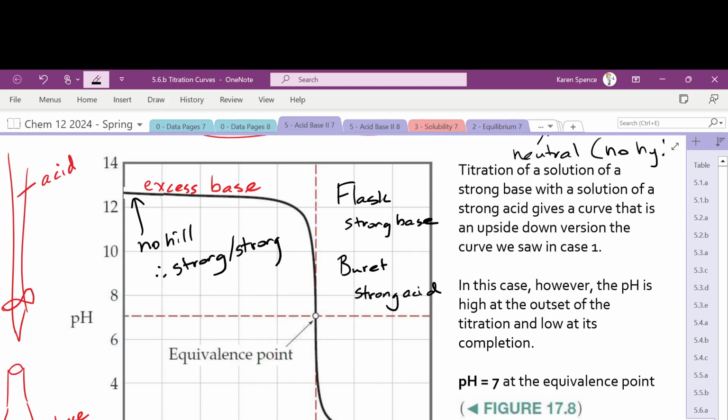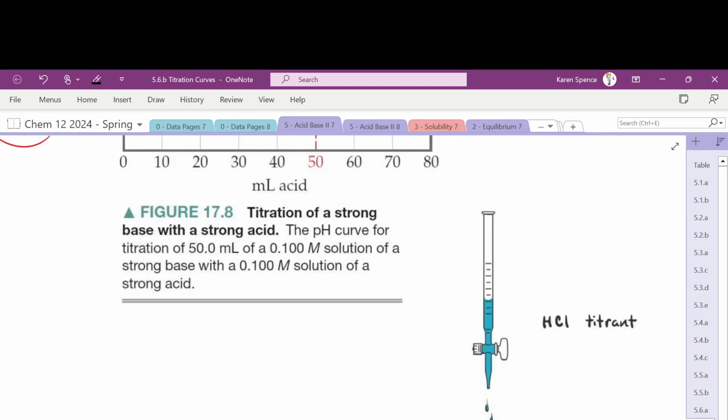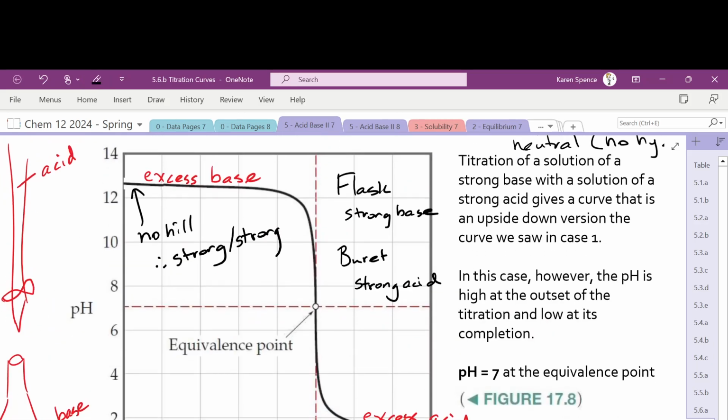How else could you tell, even if you couldn't see the hill? Oh, maybe we'll go into that later. We'll talk about that later. Okay? Well, here, I'll bring it back for you. There we go.